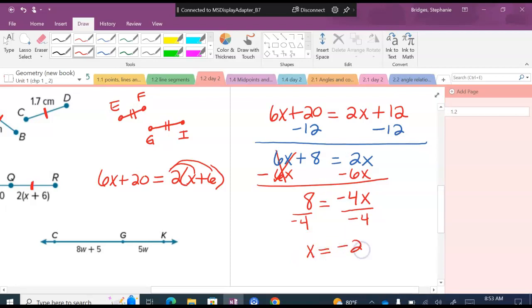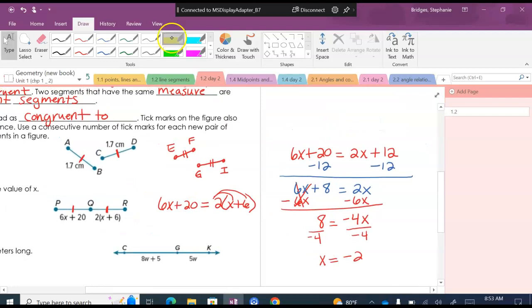Negative 2. Now here's where we have to be careful, and I don't really like this example so much with the negatives. We are talking about the length of a segment, correct? How long something is? Can you ever have a negative length? No, when you measure something, it's always got to be positive. But what I need to do is just look back at my work. If I plug a negative 2 in there, 6 times negative 2 is what, negative 12? Negative 12 plus 20, that would give me 8. So that still gives me a positive length, even though I got a negative number, right?